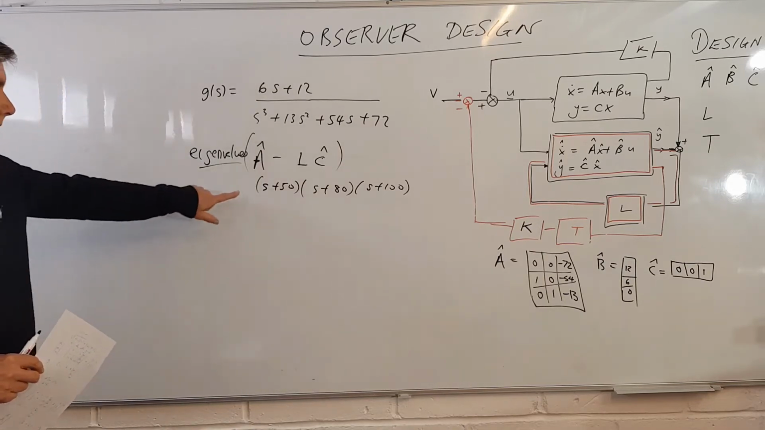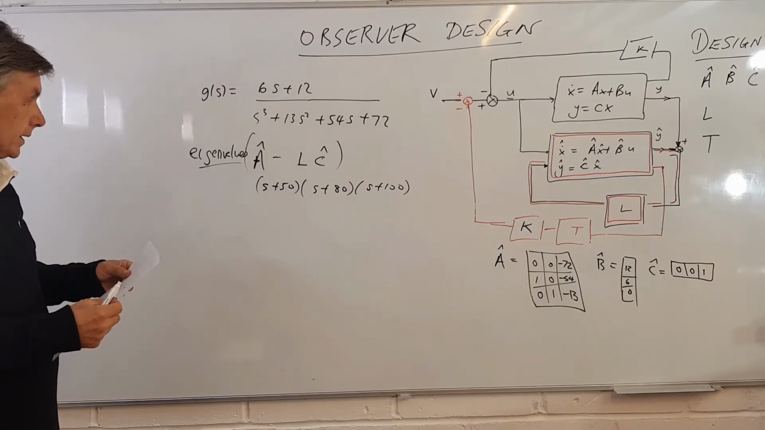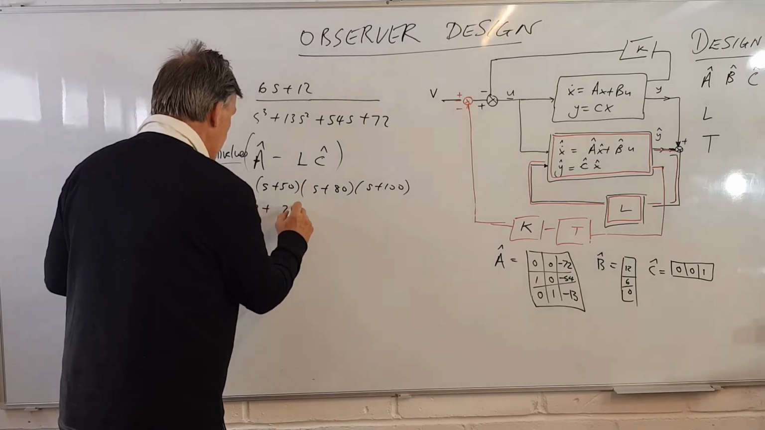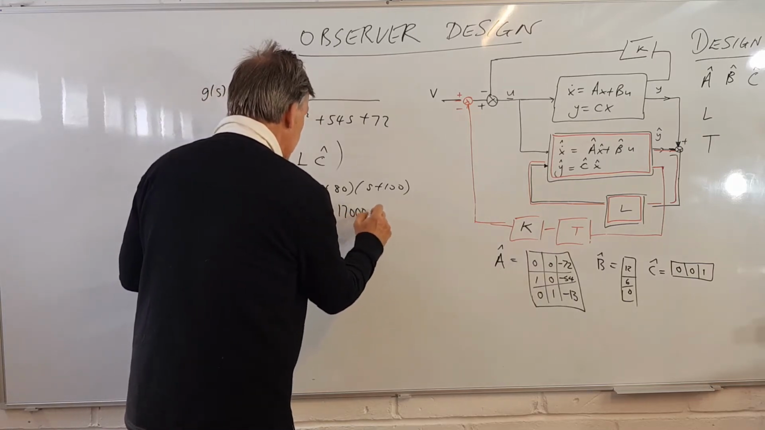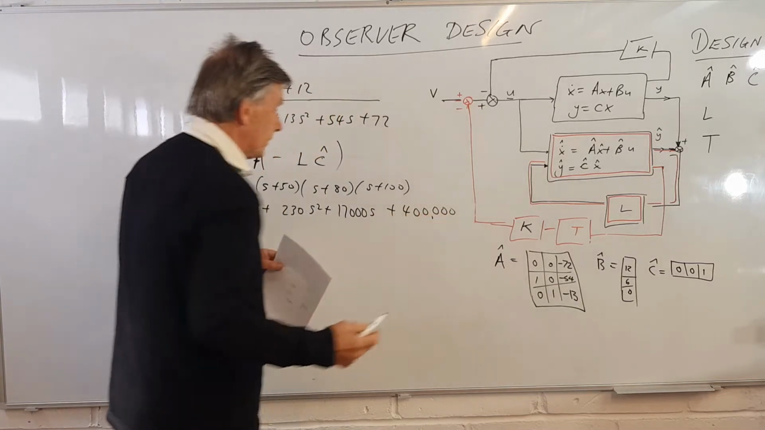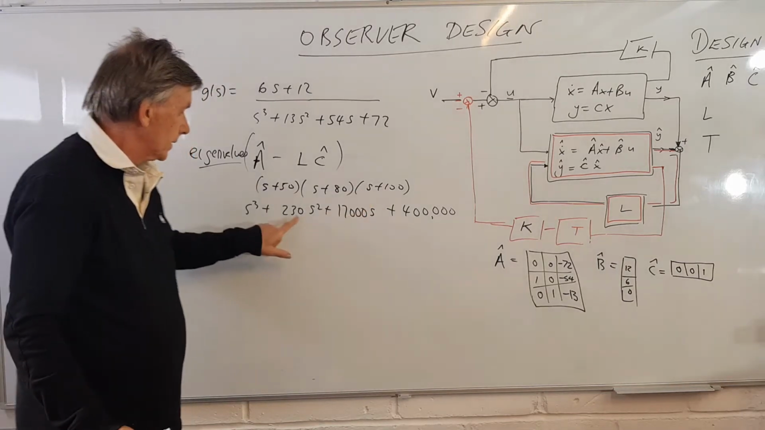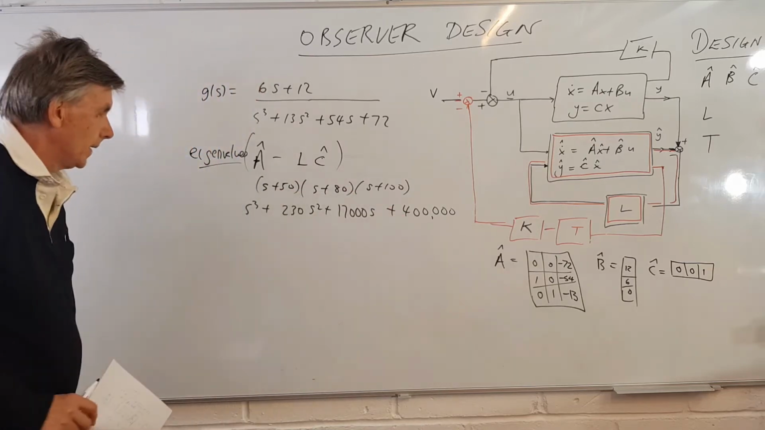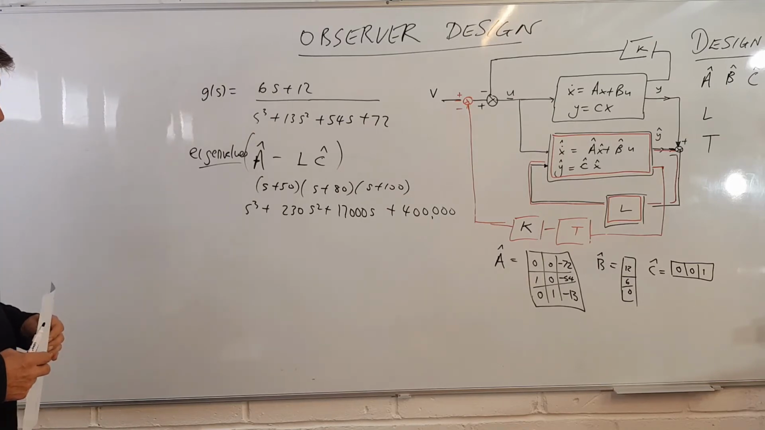Then what I have to do is expand this out now into a polynomial. So if we expand this one out, it comes out as S cubed plus 230 S squared plus 17,000 S plus 400,000. That's quite big numbers. You can check some numbers quite quickly. That one's going to be that plus that plus that, which looks okay. This one's going to be that times that times that, which also looks okay. You can also do that as well, but that's the polynomial that we get when we expand those out.